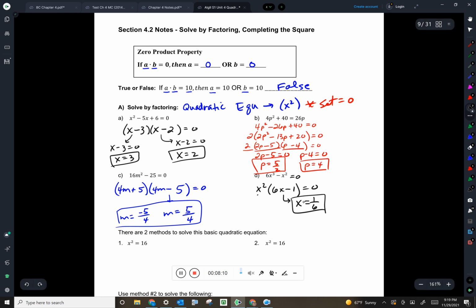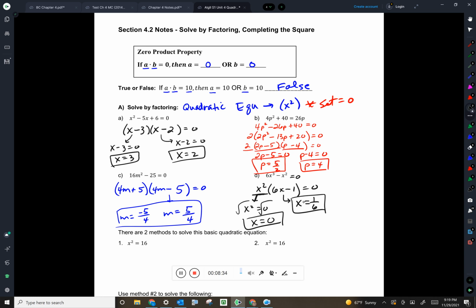And look at this. If you set this one equal to 0, right, x squared equals 0, how would you solve for x? Well, wouldn't you just take the square root of both sides? But what is the square root of 0? Isn't it just 0? So anytime you have a common factor that has an x in it, you know you're just going to have a solution of 0.